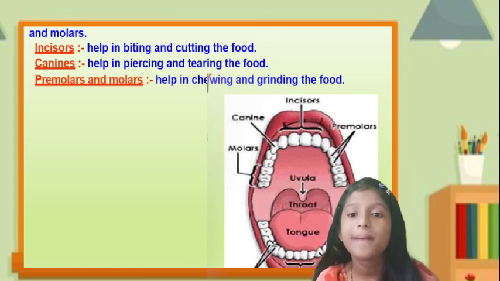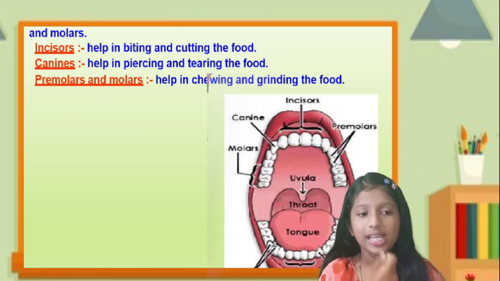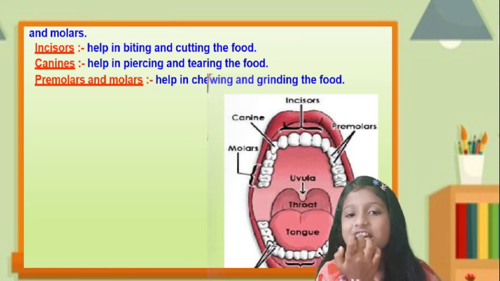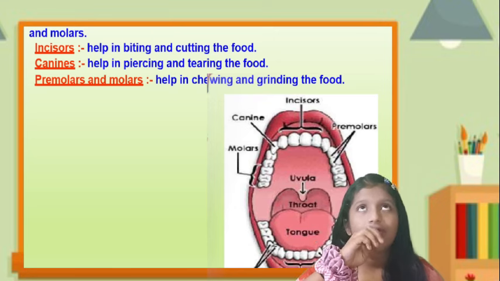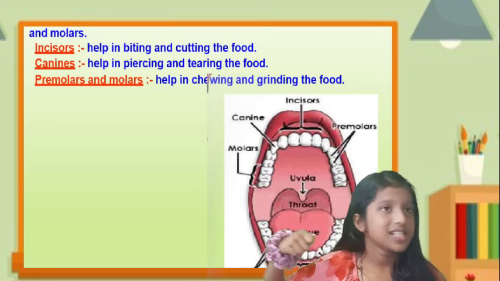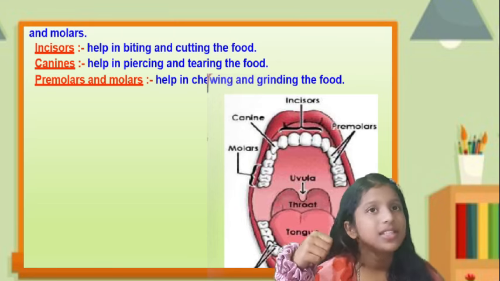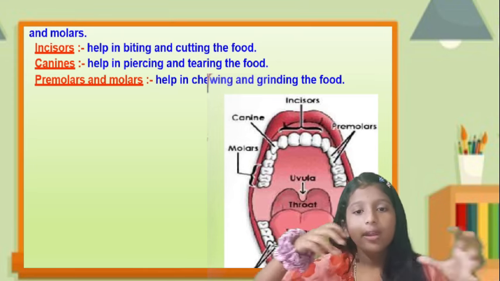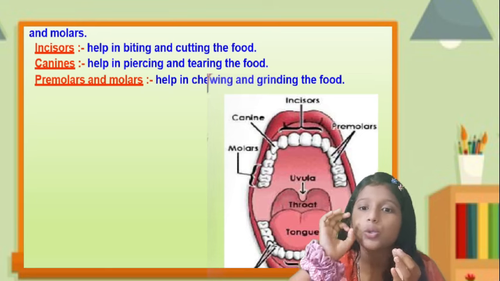Incisors help in biting and cutting the food. For example, when we eat roti and cut it, these four teeth are used, right? And canines, these sharp teeth, are used for tearing. For example, we take a carrot or flesh and tear like this, right? The teeth will break it. That is used for tearing the food. Whenever we eat chicken, we do like this. That means both these teeth are used for tearing.